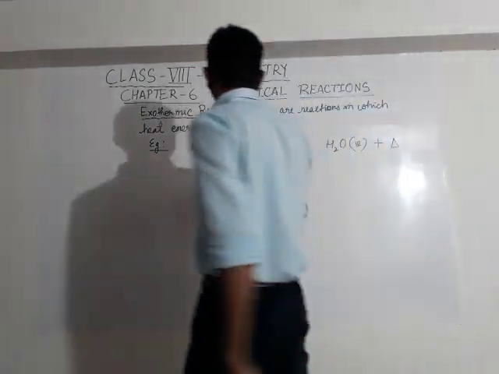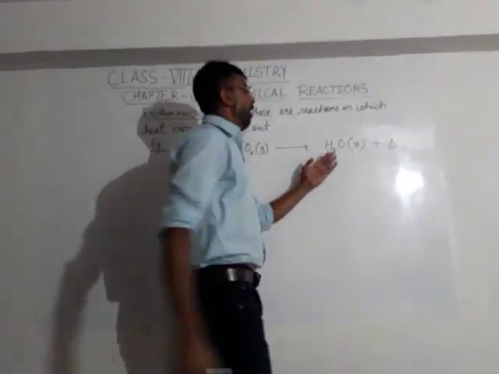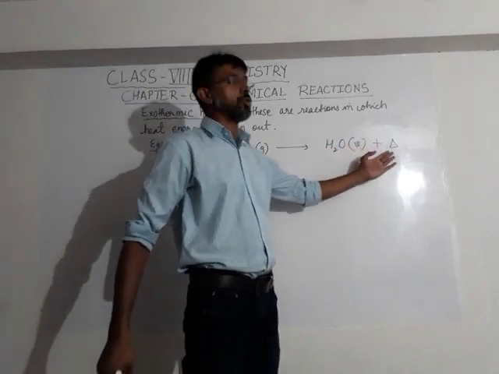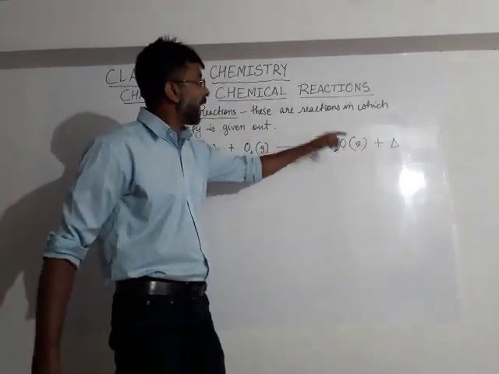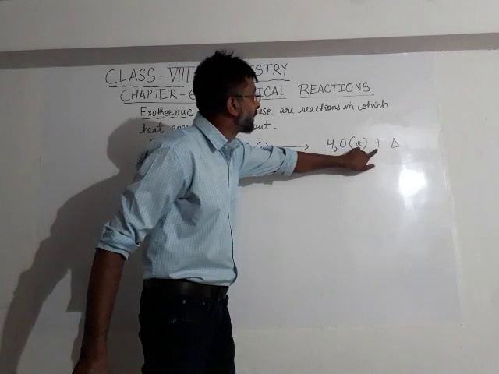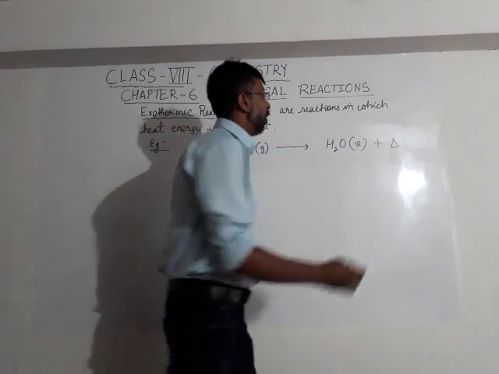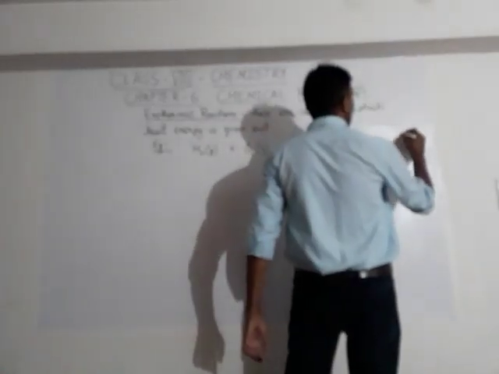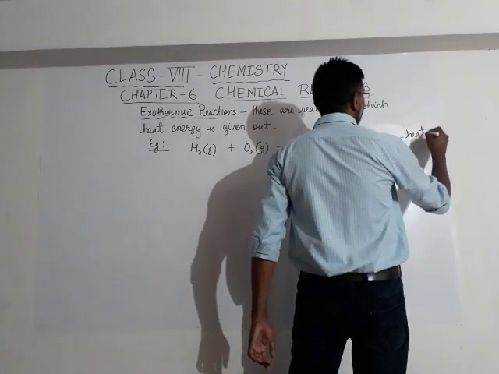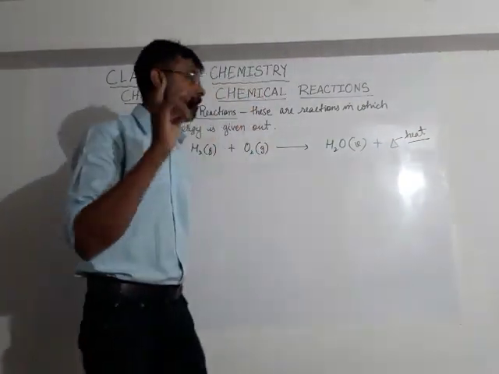After hydrogen and oxygen combine, water vapor is formed. Along with this water vapor, heat energy is also given out. That's why on the product side, I am putting a plus sign and a delta symbol over here. This delta is the symbol for heat energy. Please keep that in mind.